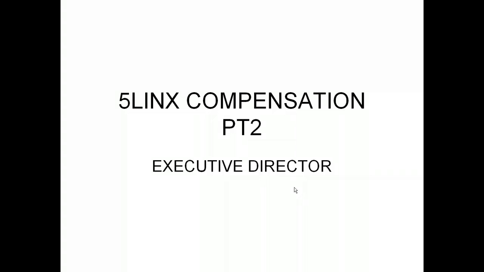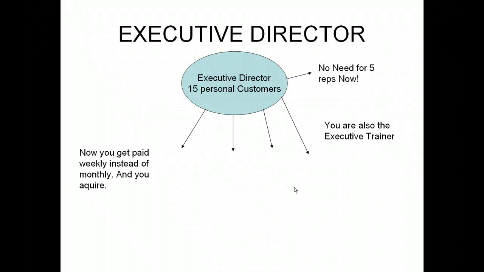So let me show you this. Let's break this down really quickly. With executive director now, the only thing we need to do is acquire an additional business partner. So really, we only need 3 business partners to get to executive director. But now, as you see here, your personal customer points need to increase by an additional 5. So you get an additional 5 customer points, right? That automatically qualifies you for executive director.